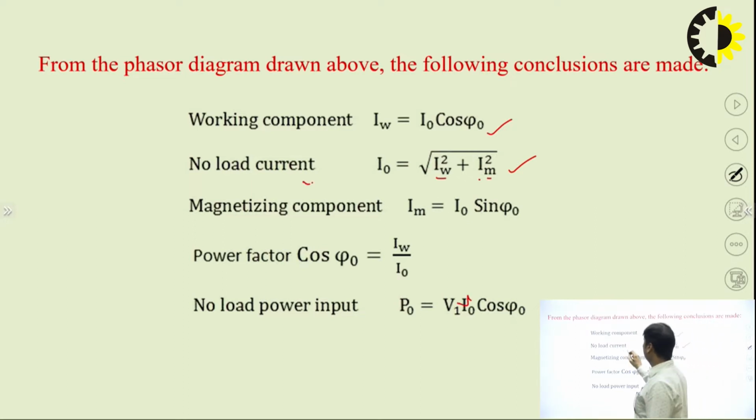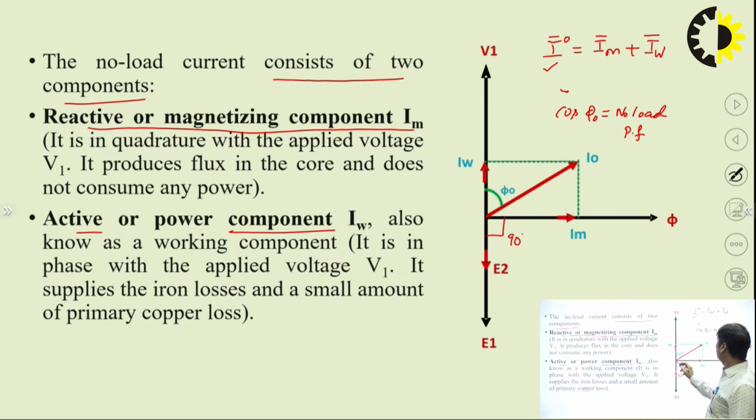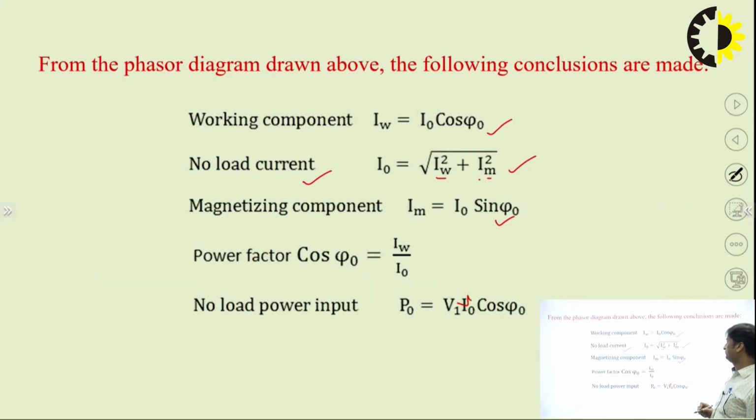So the no load current is this, and the magnetizing component is Im, which is I naught sin phi naught. From this figure, you can see that you can calculate this value. So this is I naught. This is the active component. This is the reactive component. And from here you can find cos phi naught, which is given by this.